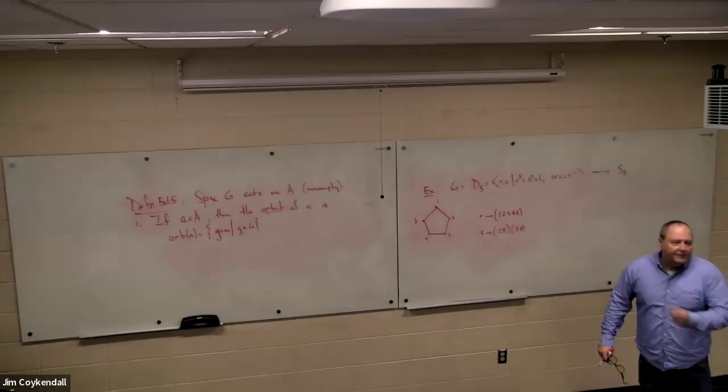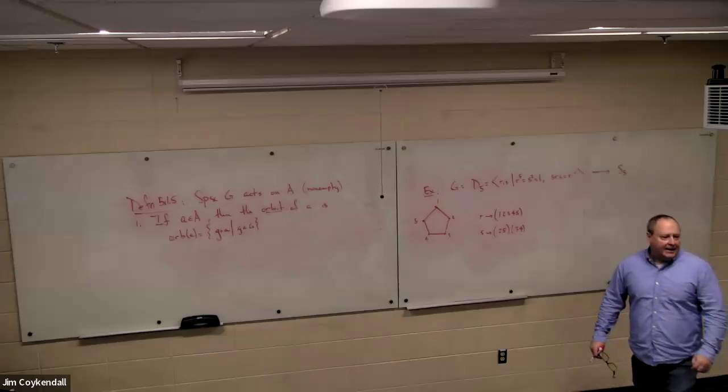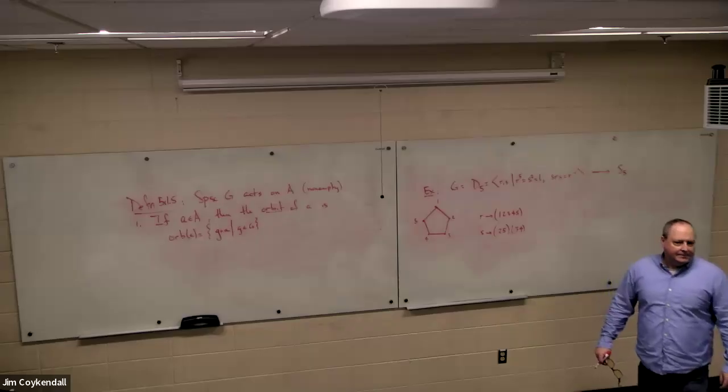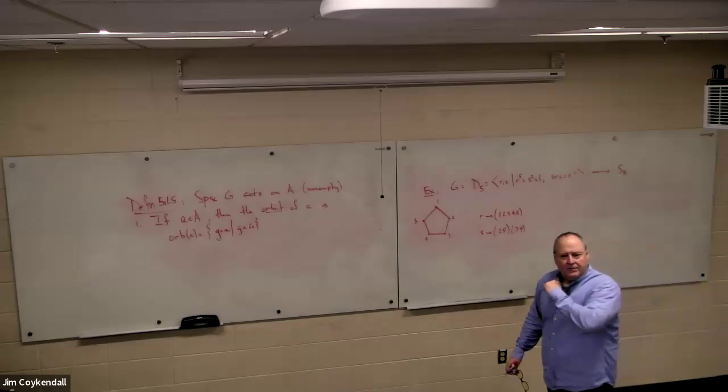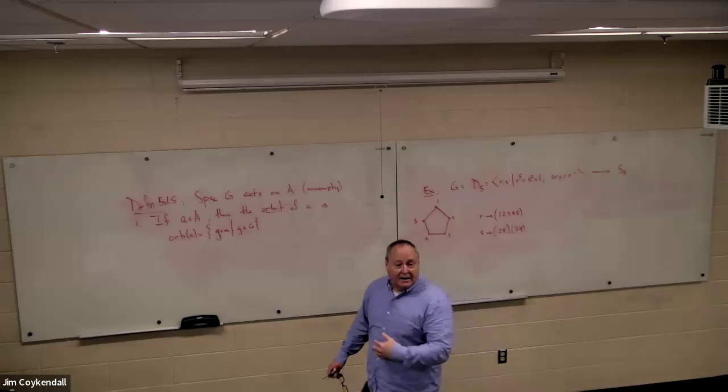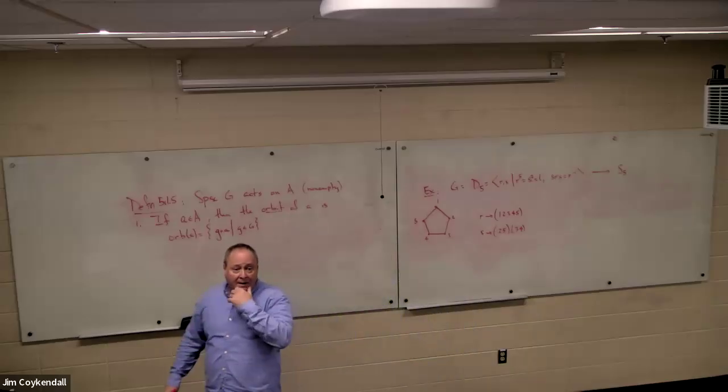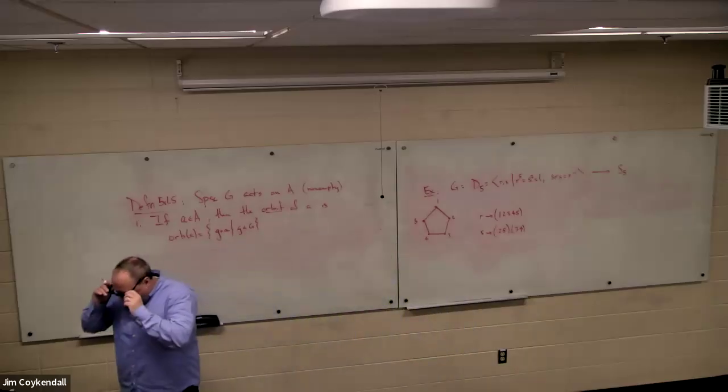What is one thing that for sure is in the orbit of a? a itself, right? Because, for example, the identity pushes it to itself. Yes. Okay, that was my question.